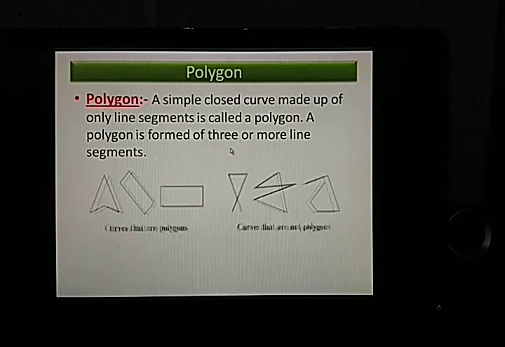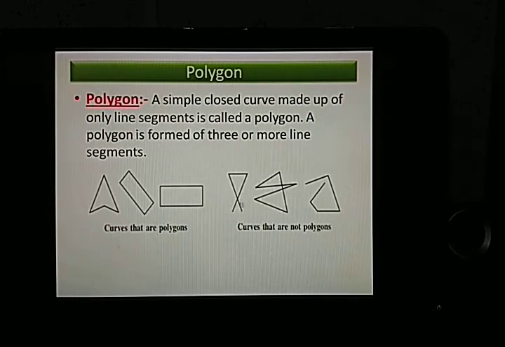Let us see some figures. So you can see here, it is made up of line segments. These are also made up of line segments, but the difference you can see, these are polygons because you can see 1, 2, 3, 4 line segments, and these are all totally closed. These are also closed. These are also closed. So these are polygons by definition.